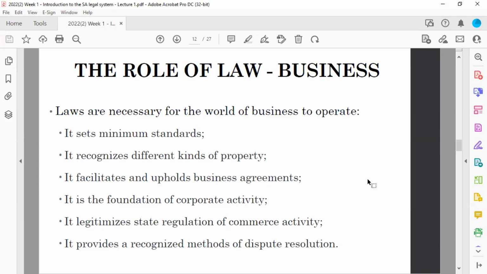And then lastly, I said the law recognizes methods of dispute resolution. So a dispute is where you have a disagreement with someone. And a resolution means that disagreement is resolved not through fighting and blood and violence, but through a third party that listens to you and then makes a decision. So that could be through mediation, arbitration, or any other kind of resolution, like, for example, the courts or the CCMA, etc.